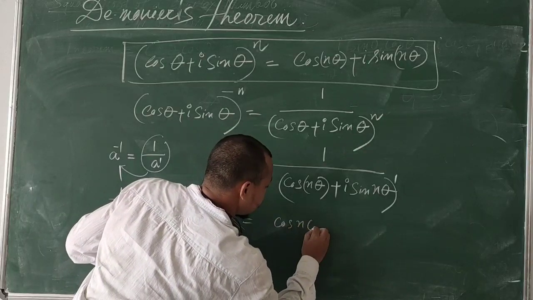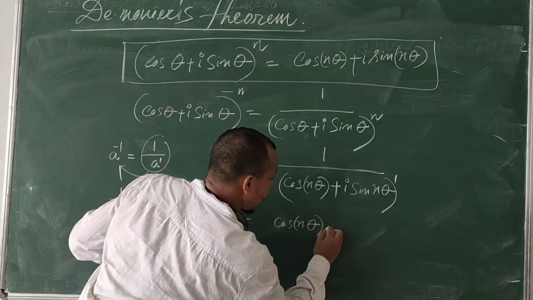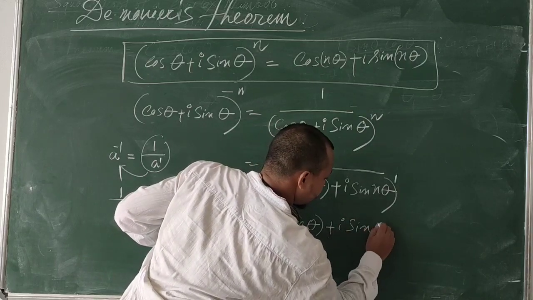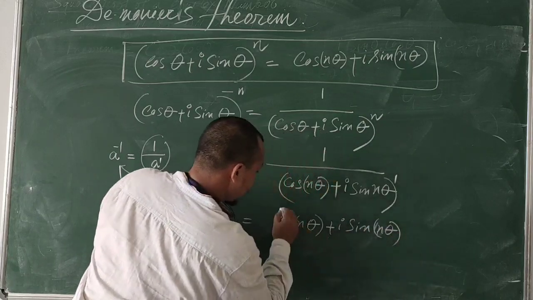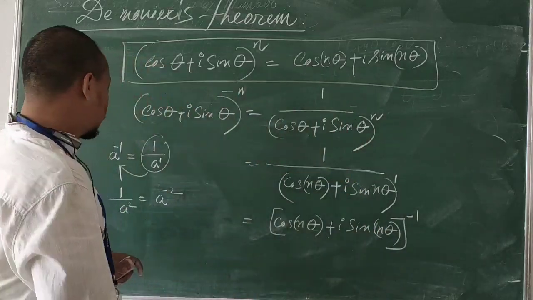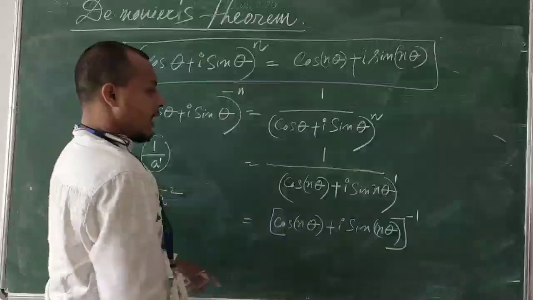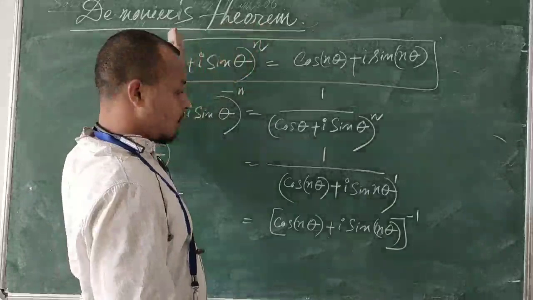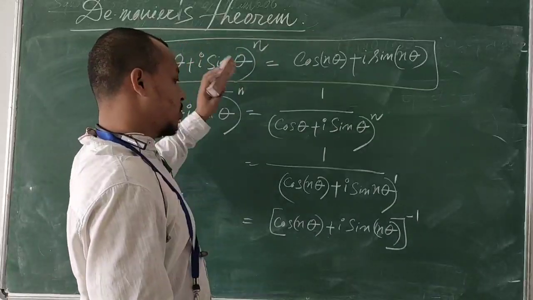cos n theta plus i sin n theta, power is what? Minus 1. So if it is a minus 1, again I am going to use what? This de Moivre's theorem. Okay? I am going to use the de Moivre's theorem again.